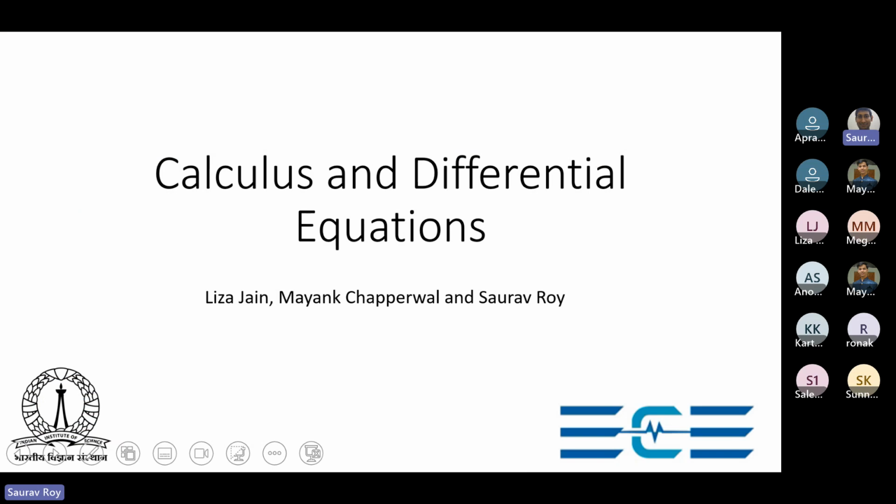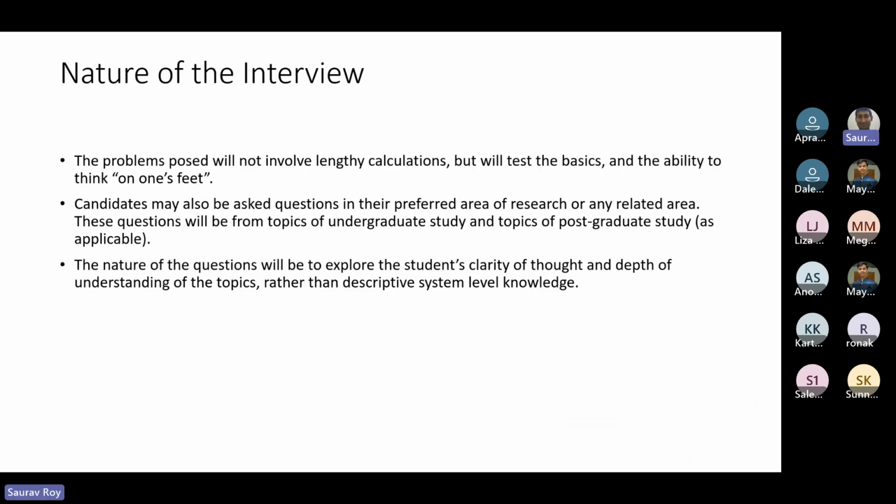Today's topic is calculus and differential equations, and we will be presenting: Saurabh, Mayank, and Lisa. I think you are already aware of this. This is the nature of the interview. I got this from the document we received during our interview session. As you can see, it will not involve lengthy calculations, but mostly the basics will be tested. They will test your fundamentals so that you can solve the basic things, and then later you can learn from that. They might have already asked you about your preferred area of research, and professors will ask questions on that domain. Mostly the fundamental things they will test.